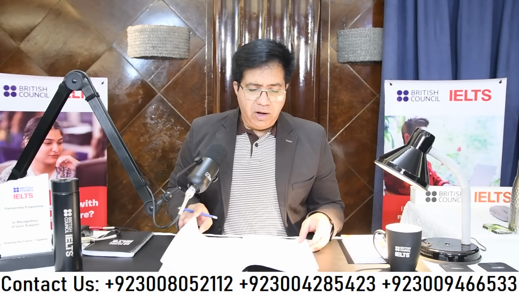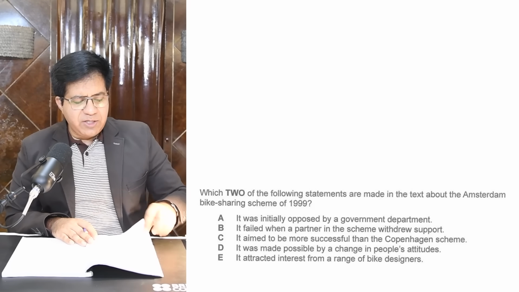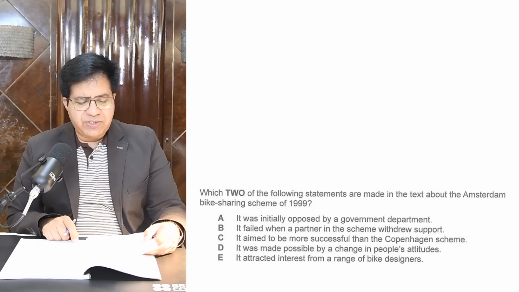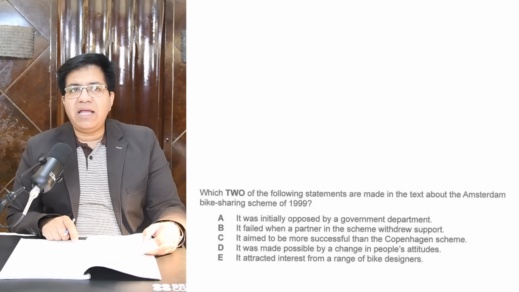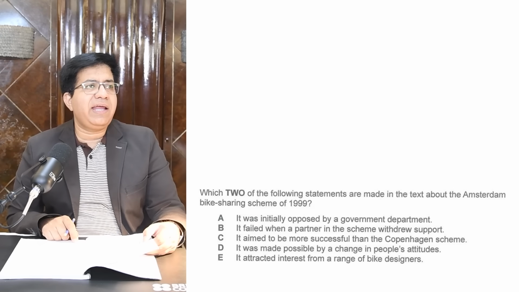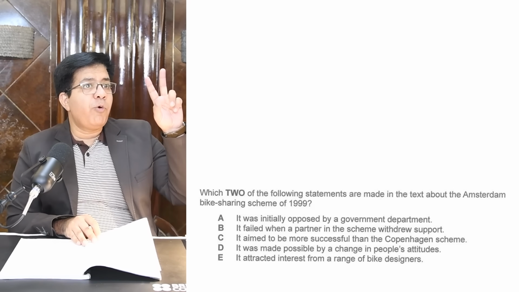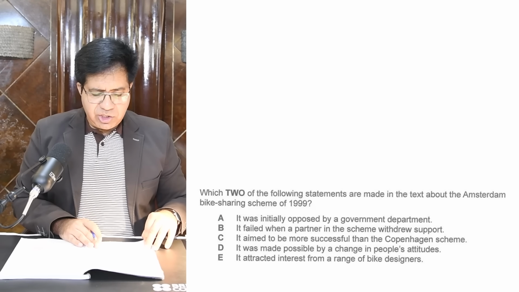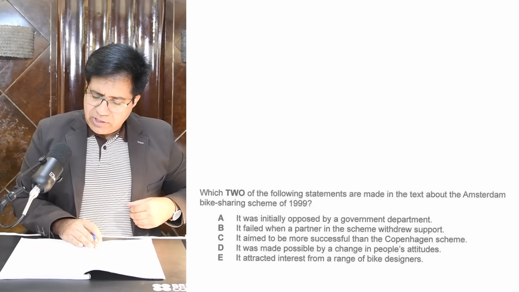Okay, now let's go on, and we are going to solve multiple choice questions. Questions 19 and 20. Which two of the following statements are made? Underline 2 statements made in the text about the Amsterdam bike sharing scheme of 1999. What's the clue word? Amsterdam bike sharing scheme of 1999. And what are we looking for? 2 points. So please come back to the Amsterdam bike sharing scheme, and we need to find 2 points about that.